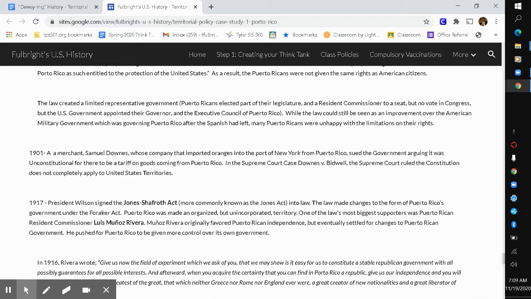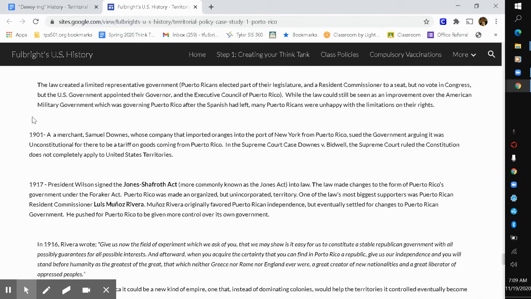Can you imagine that Puerto Ricans, after fighting for their independence, are now upset that they're not being treated equally with the rest of the United States? This status lasts until 1917 when the Jones Act is signed. This made Puerto Rico an organized but unincorporated territory.